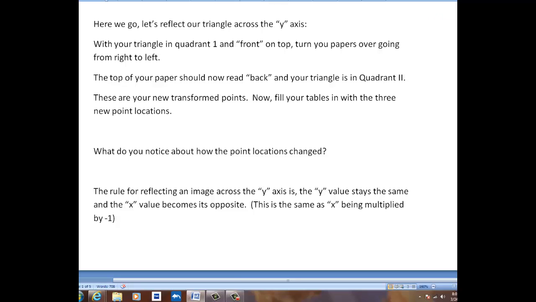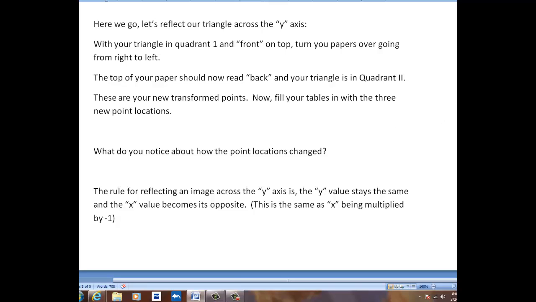Here we go. Let's reflect our triangle across the y-axis. With your triangle in quadrant 1 in front on top, turn your papers over going from the right to the left. The top of your paper should now read back, and your triangle is in quadrant 2. These are your new transformed points. Now fill in your table with the 3 new point locations.